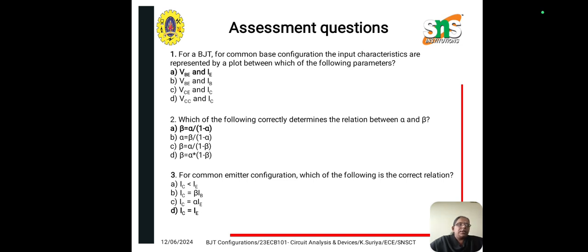Which of the following correctly determines the relation between alpha and beta? As we know, beta is equal to alpha by 1 minus alpha. For the common emitter configuration, which of the following is the correct relation? For common emitter, we know that IC is equal to IE.